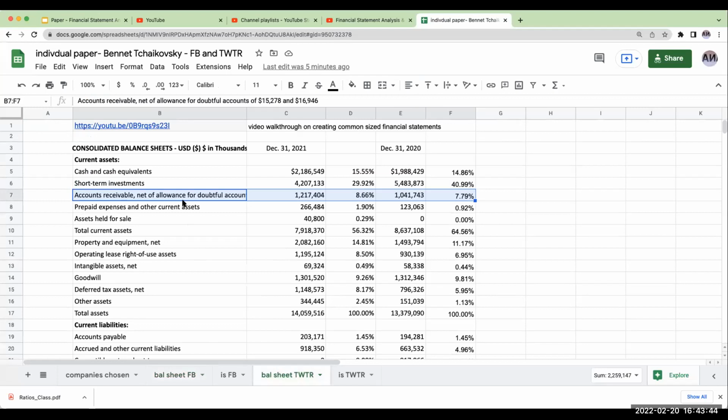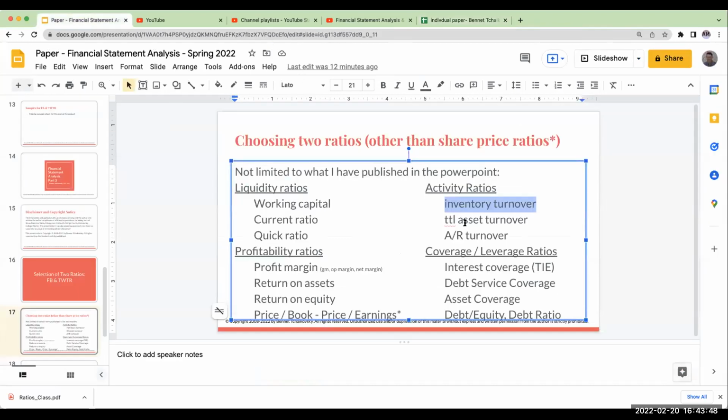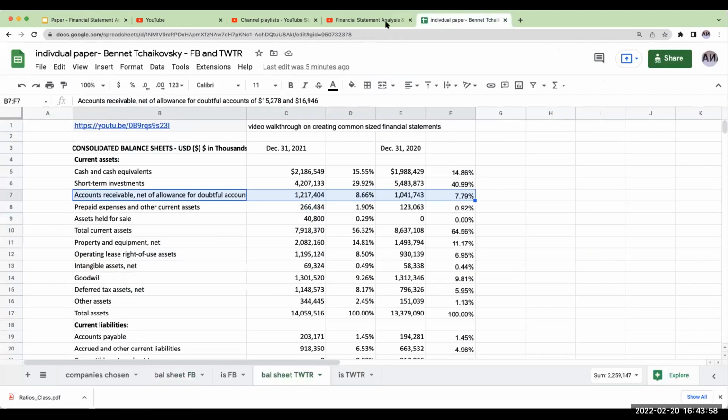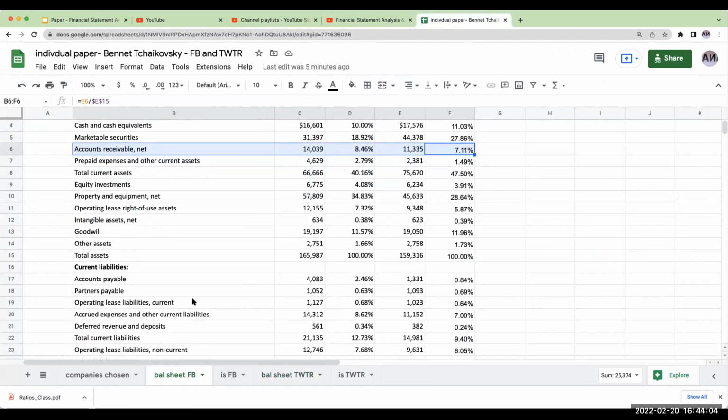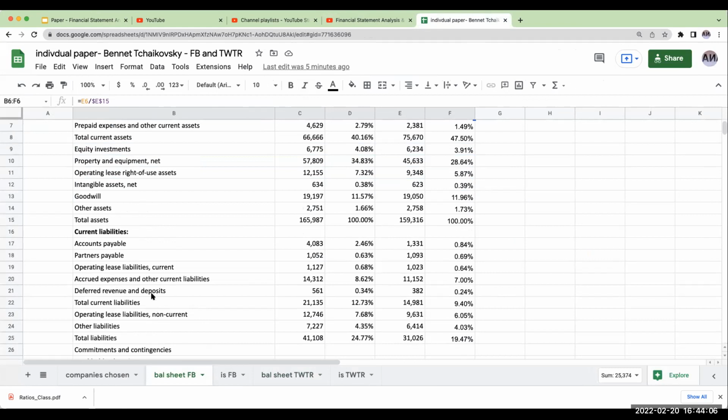So they don't really carry any inventory, and I'm not as much concerned with the receivables. Let's talk a little bit about the coverage or the leverage ratios. Facebook has no debt. This is the primary company that I'm analyzing, and Facebook doesn't really have any debt.